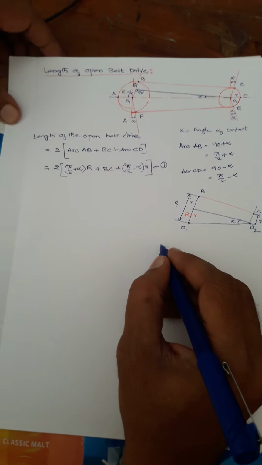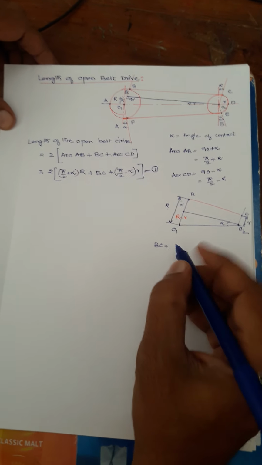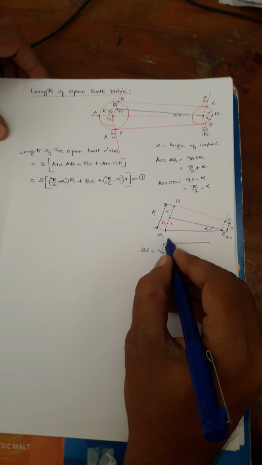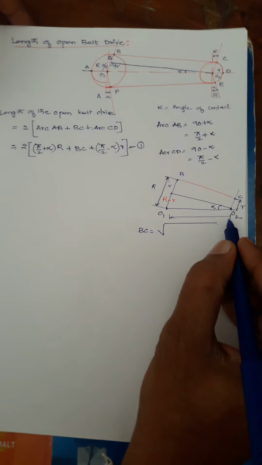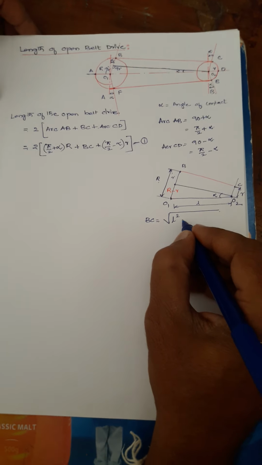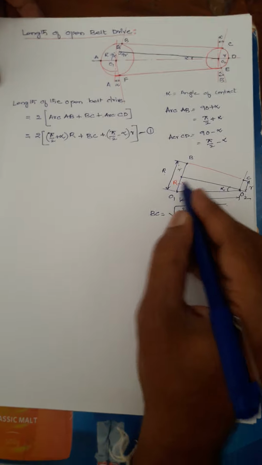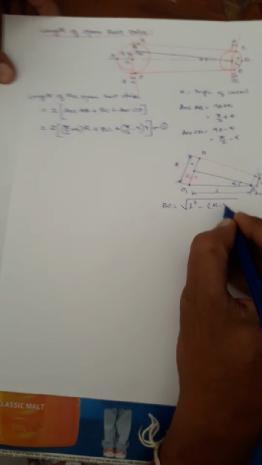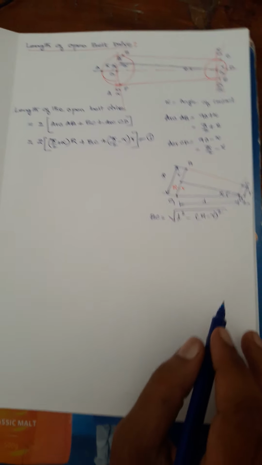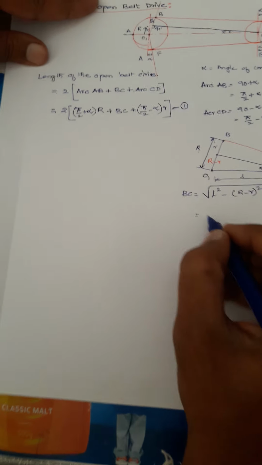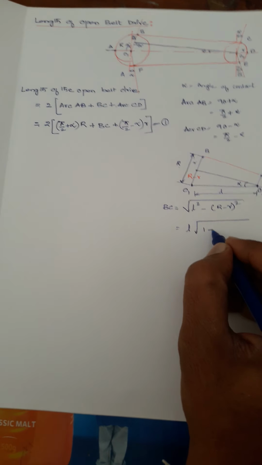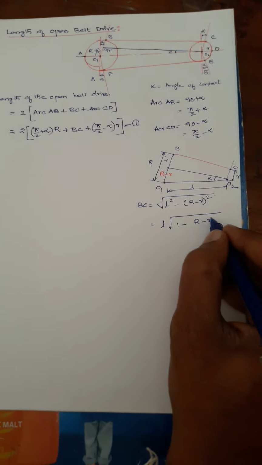So now you know the theorem, that it is equal to the square root of, let us take this O1 to O2, which is nothing but the length L. Let us take only L. This is L square minus, for the opposite side, capital R minus small r whole square. Now let me take out this L outside, that is L into the square root of 1 minus capital R minus small r whole square.